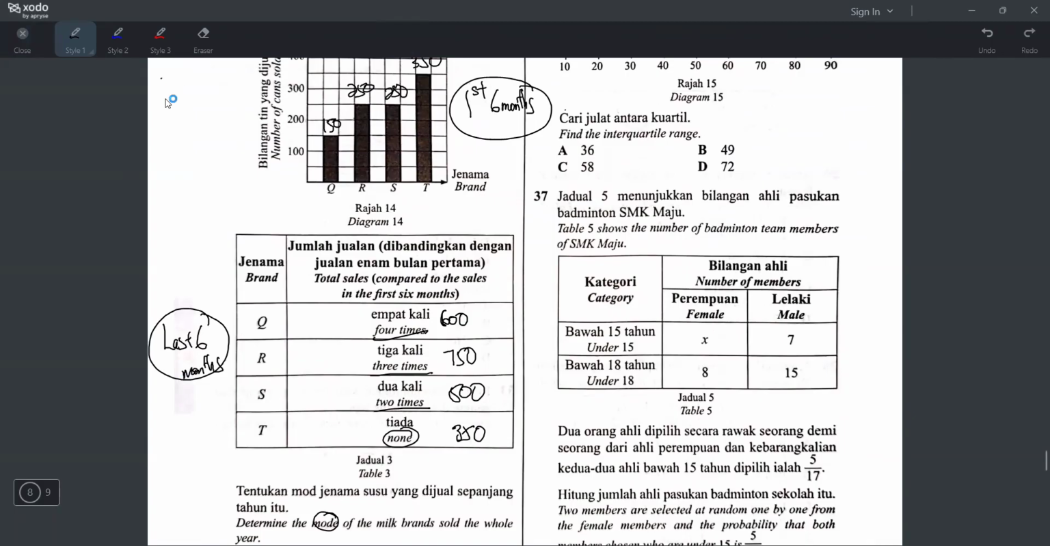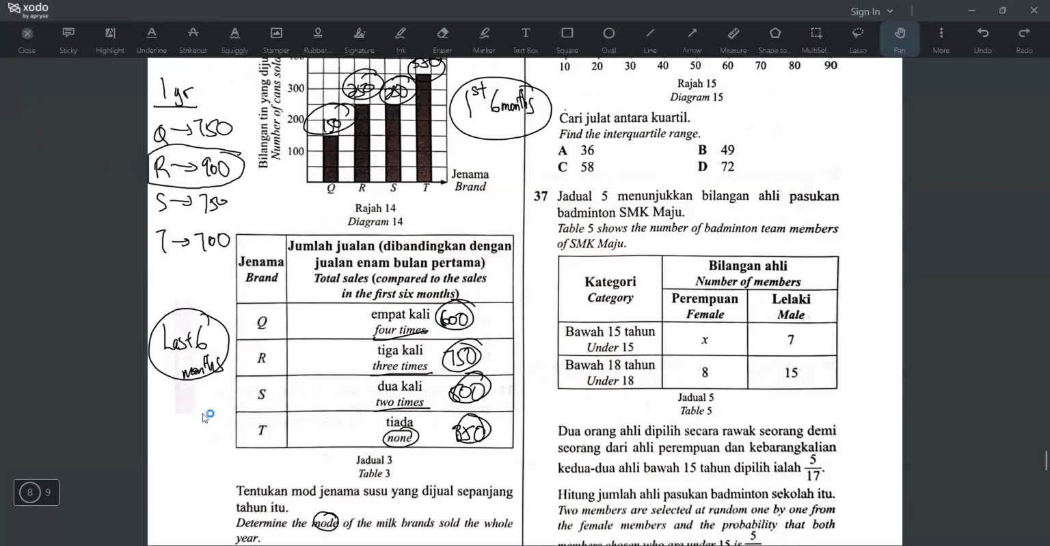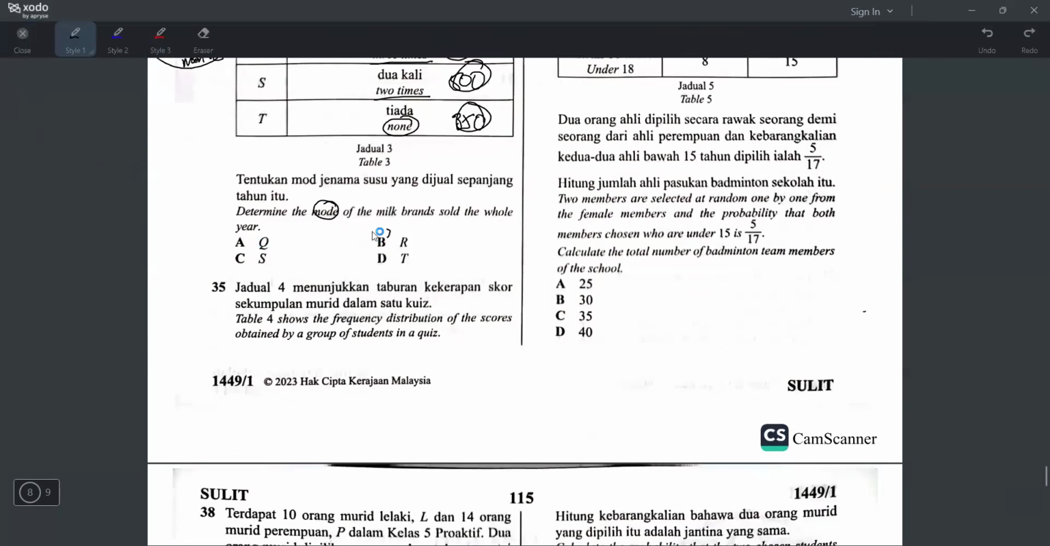Okay, so I'll write here for one whole year, the sale for Q R S T. And then see later which one is the highest sale lah. So for Q, dia punya sale 150 tambah 600, 750. For R, 250 plus 750, 900. And then for S, 250 plus 500, 750. And then 350 plus 350 is 700. So which one is the mode? This one lah, because dia paling tinggi kan. So R. So answer is B.